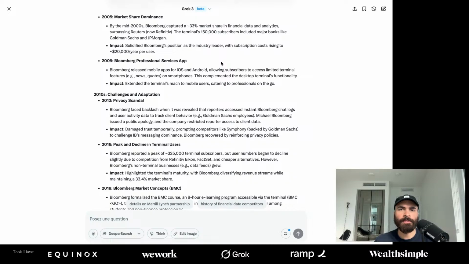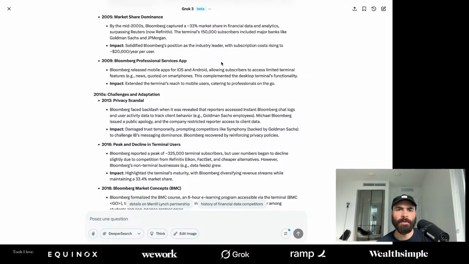Market share dominance. Captured 33% market share in financial data and analytics, surpassing Reuters. The terminal's 150,000 subscribers include major banks like Goldman Sachs and JP Morgan. Industry leaders, subscription costs rising to $20,000 per year per user.